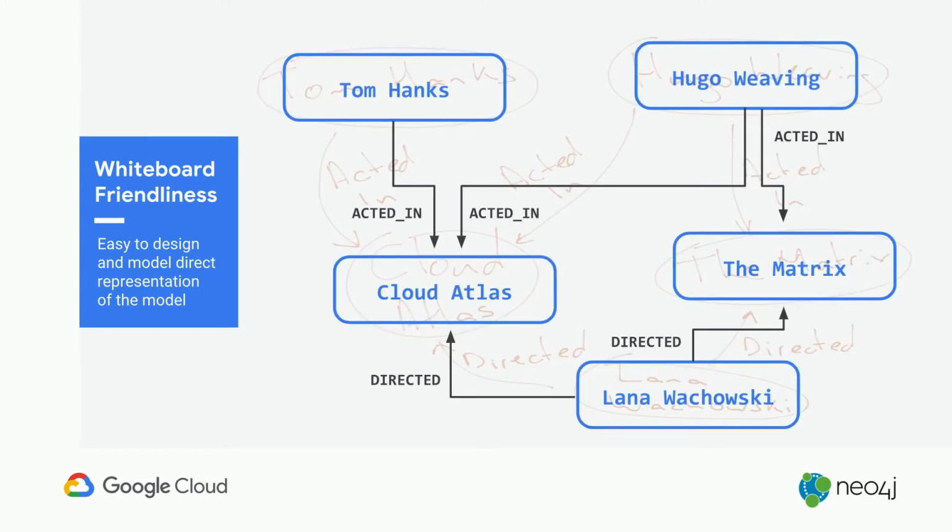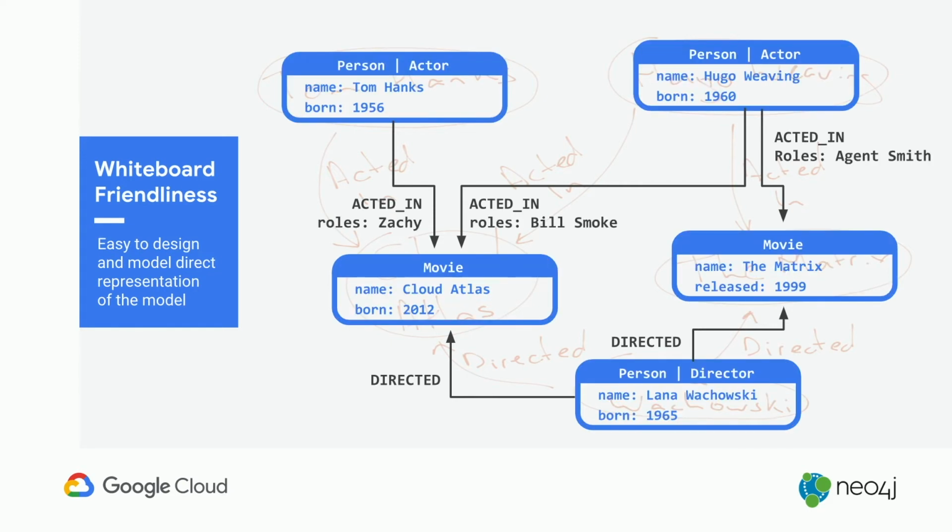Translating that to a property graph model is very straightforward. We just treat every single bubble on the screen as if it's an actual node in a property graph, and we treat those lines that we got as relationships between them. We punch those up with labels. So for example, we might label Tom Hanks with the labels person and actor, indicating what kind of node he is. And then we might put properties on the relationships as well. So when Tom Hanks was in Cloud Atlas, he played the role of Zachry, and Hugo Weaving played the role of Bill Smoke when he was in Cloud Atlas.